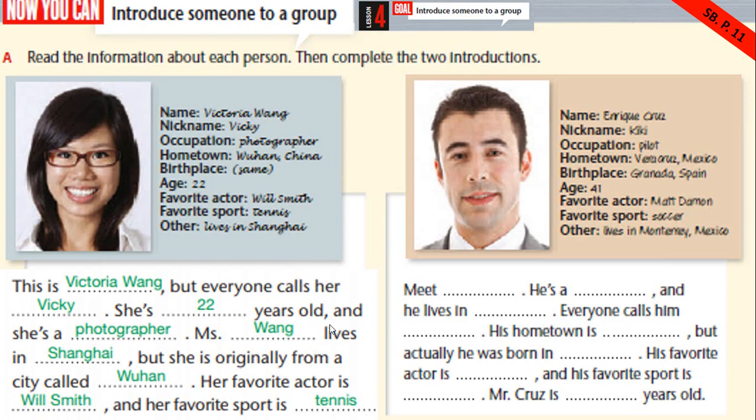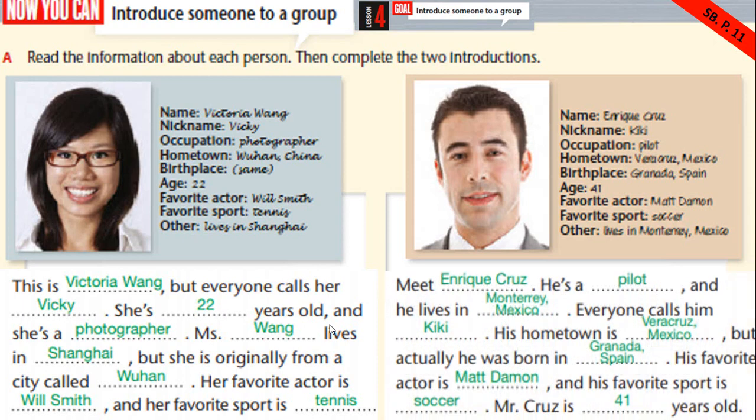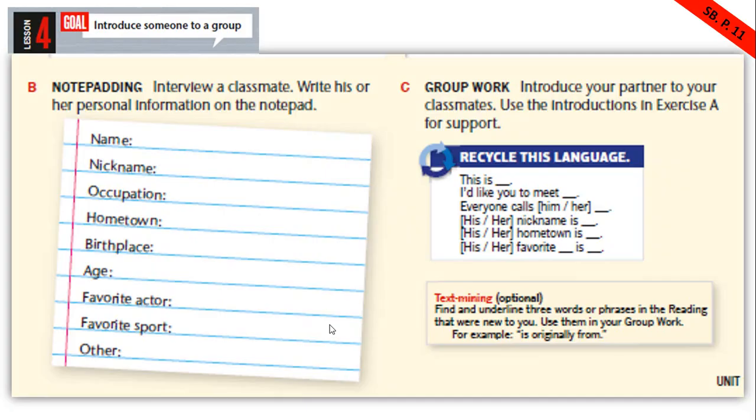Can you do the same about the second man? I think you can do it at home and try to compare your answers to the answers here. I think it's very easy to practice this at home as an exercise. While you are filling in the information, try to ask the correct questions. What is his name? How old is he? Where is he from? Okay, that's good.